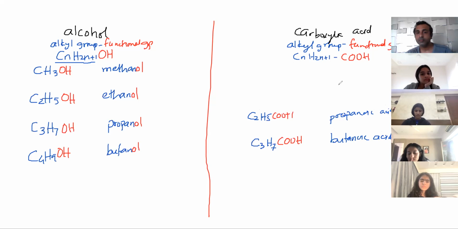Similarly, ethanoic acid will have just 1 carbon in the alkyl group: CH3 and COOH. And then, is there anything like methanoic acid? Is it possible to have methanoic acid?